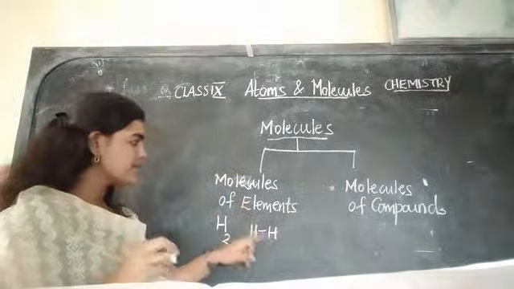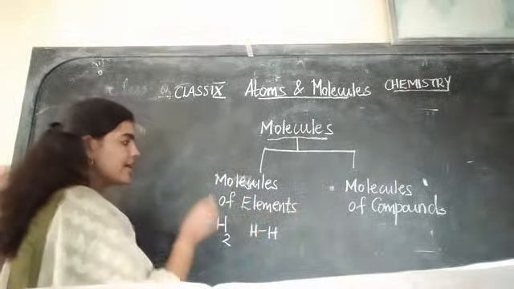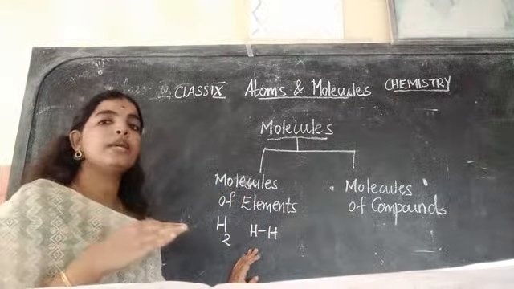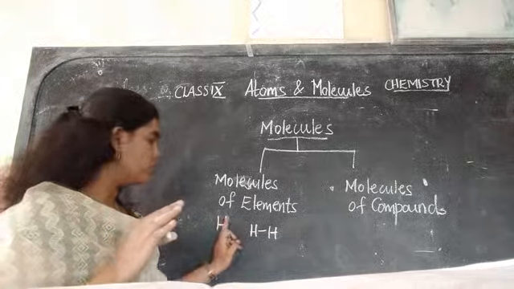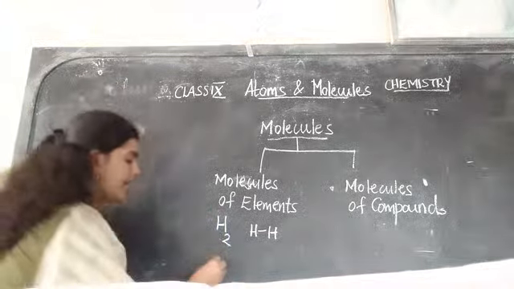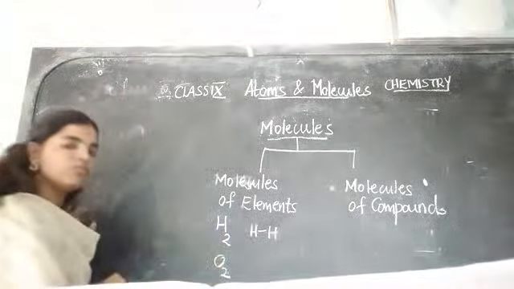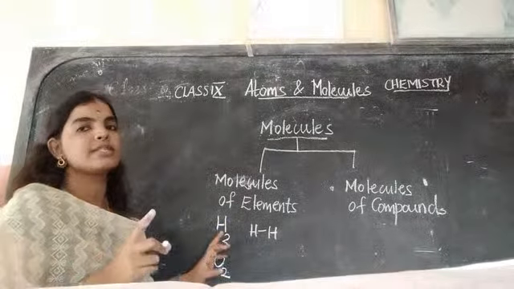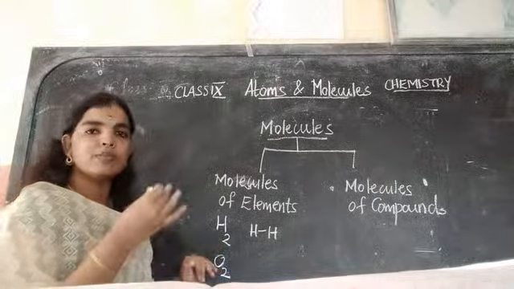So why are we calling it an element? In the case of molecules of element, they consist of only the same type of atom. Here both the atoms are hydrogen. Another example, O2, oxygen. In oxygen also two oxygen atoms are there. Two oxygen atoms combined to form an oxygen molecule.